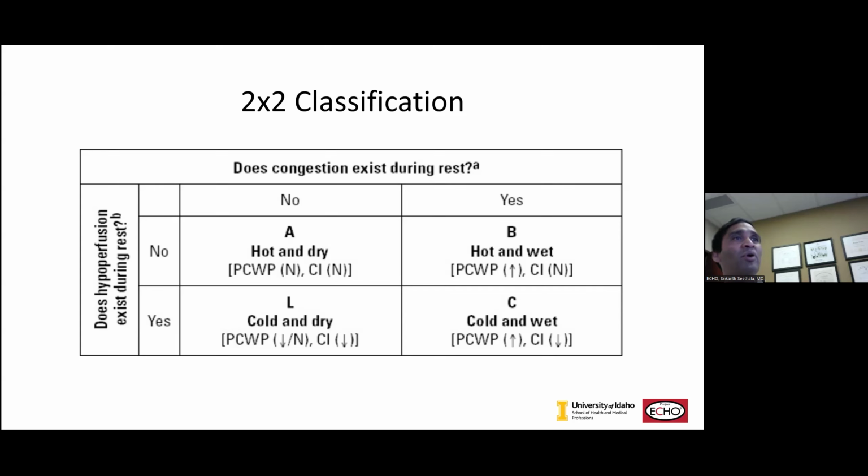And then we have cold and dry. What it means is they have cold extremities, and dry means they don't have any high intravascular volume. So their wedge pressure is low and cardiac index is low. And then finally we have cold and wet. This cold and wet has the highest mortality of all the 2 by 2 classification. Next slide.